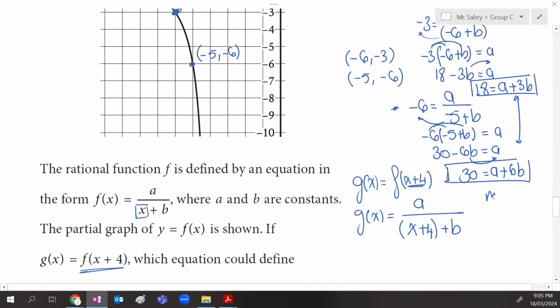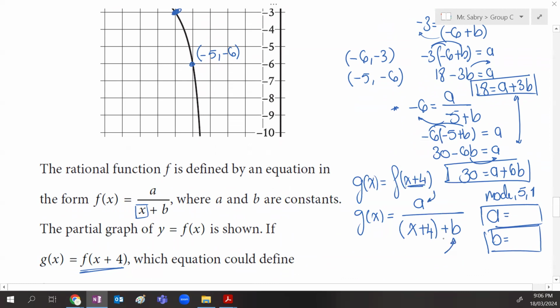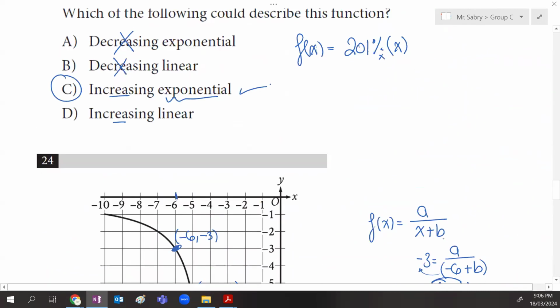Mode 5-1. Mode 5-1 will get me what A is and what B is. Once I know A and B, all you need to do is substitute them here, A and B, and you'll get the equation. Let me go through this again. Right? Mode 5-1, not mode 5-3. Yes. This one?